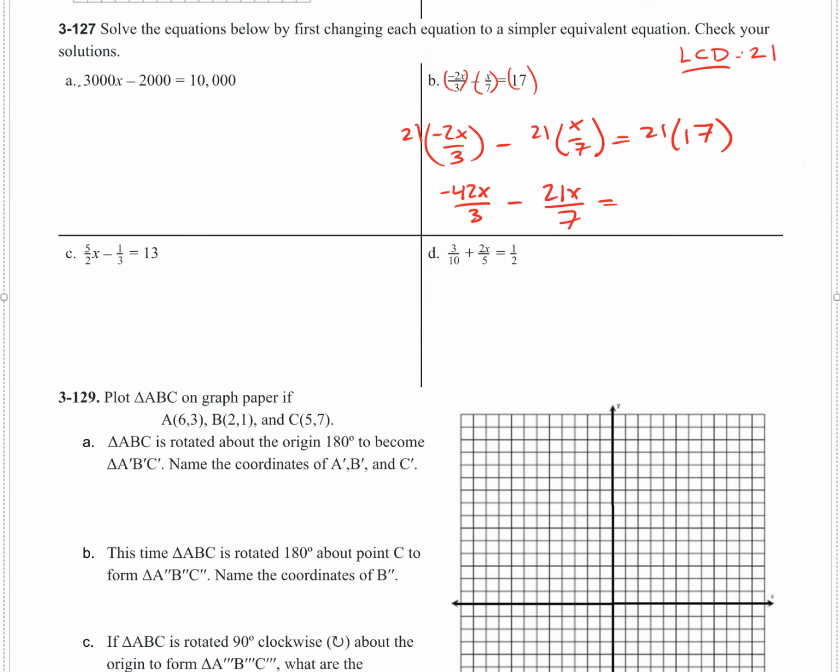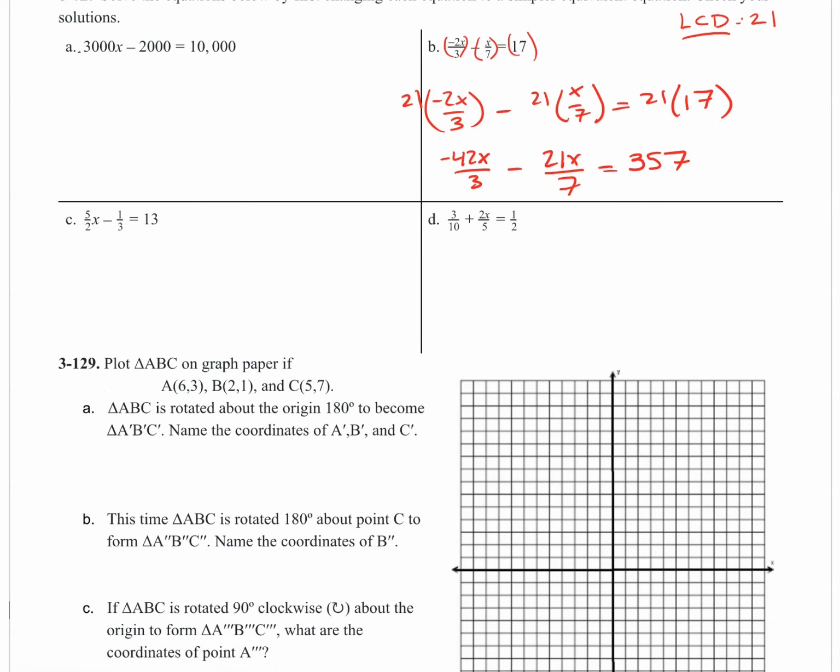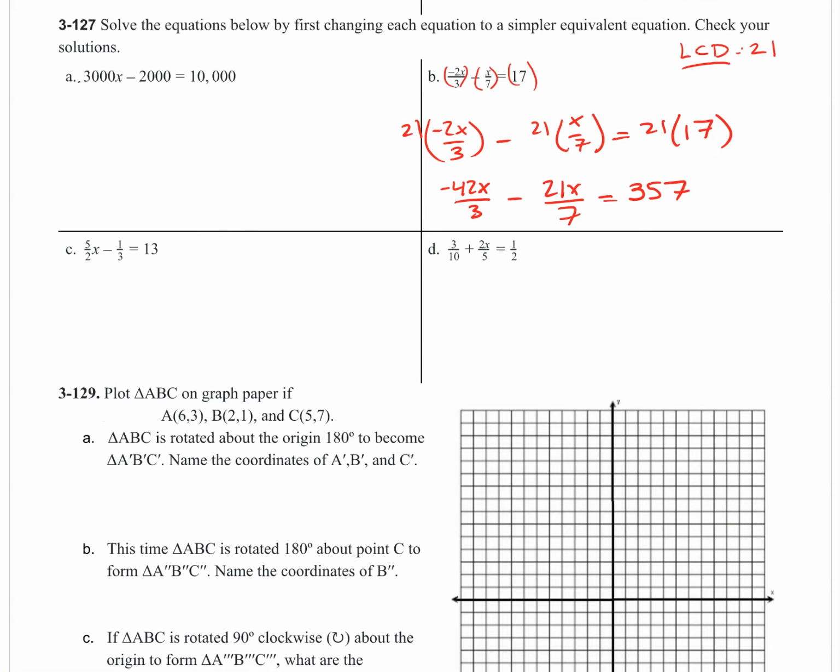So that's 357. Alright. 3 goes into 42 how many times? If you don't know, just divide. 3 goes into 4 one time. 1 times 3 is 3. And then 4 minus 3 is 1. Carry down the 2. 3 goes into 12 4 times. 4 times 3 is 12. Remainder 0. So that's 14.